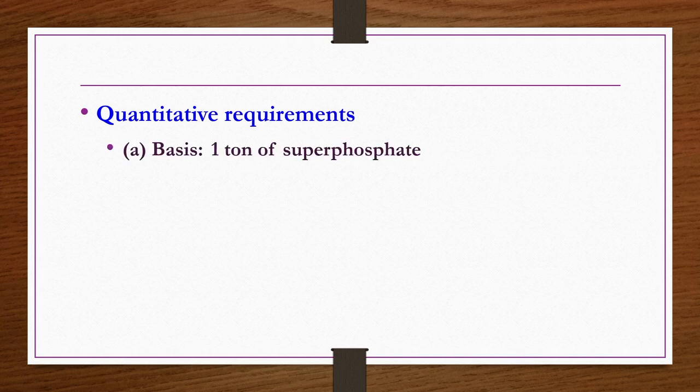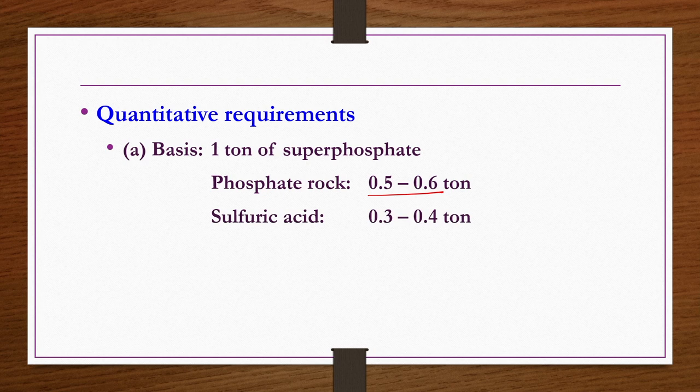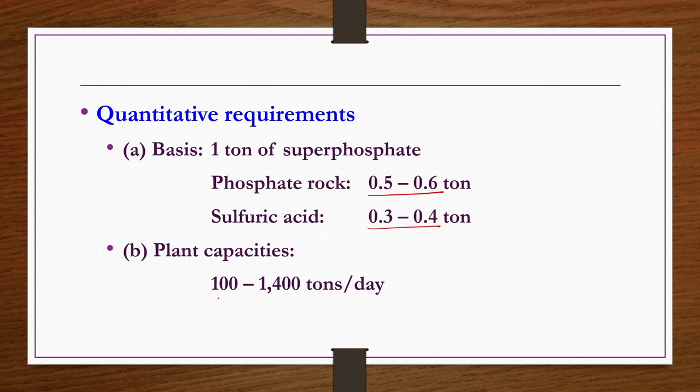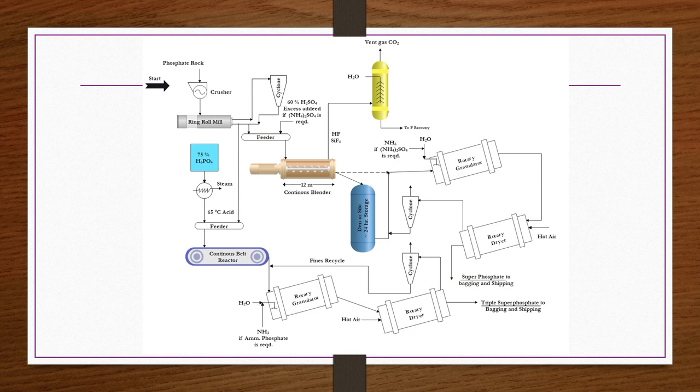Quantitative requirements, basis 1 ton of superphosphate production. If you wanted to do, then you need to have phosphate rock 0.5 to 0.6 tons, and then sulfuric acid 0.3 to 0.4 tons. Plant capacities usually vary between 100 to 1400 tons per day. Now, here we have a flow chart in which we are discussing production of superphosphate as well as the triple superphosphate. First, we concentrate on the superphosphate. So, you concentrate on this part of the flow chart as of now.